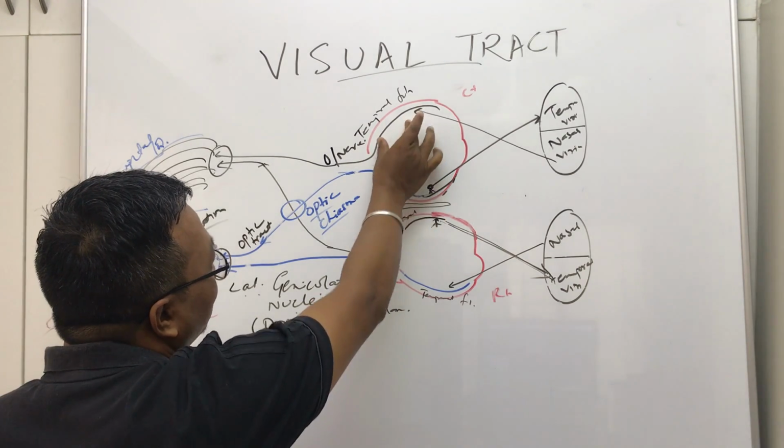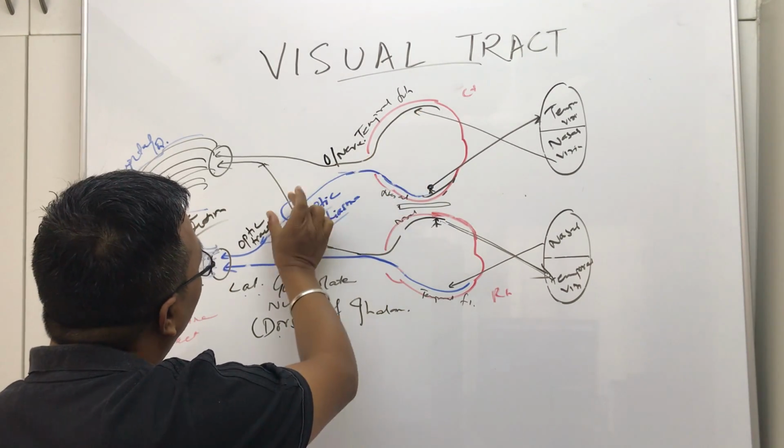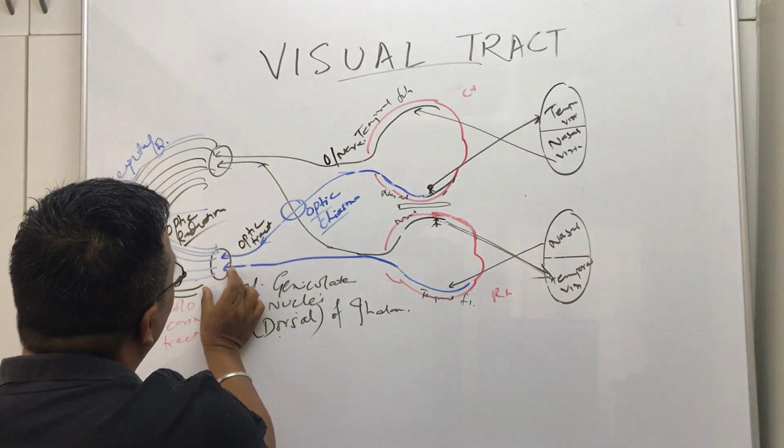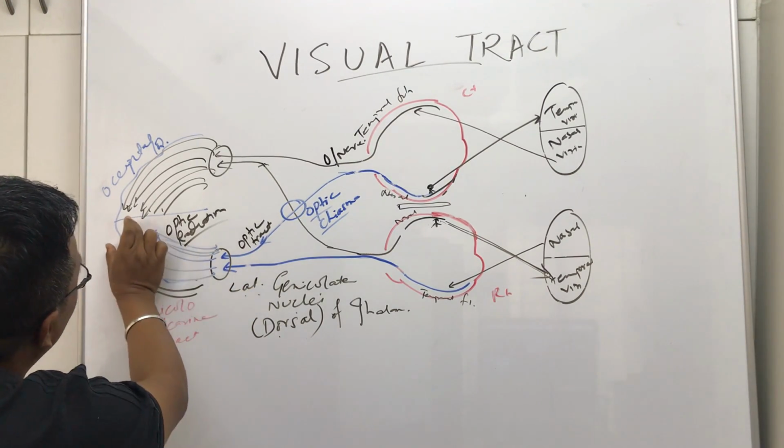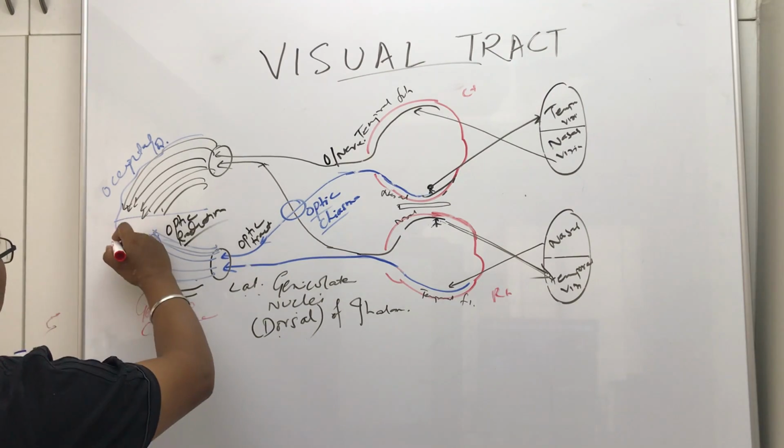Optic fibers, nasal fibers, temporal fibers, optic nerve, optic chiasma, optic tract, lateral geniculate nucleus or lateral geniculate body, optic radiation, and occipital lobe, visual cortex.